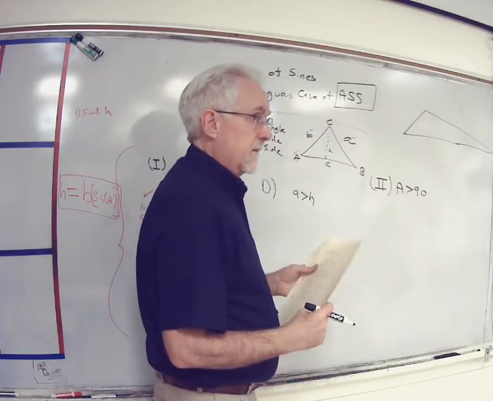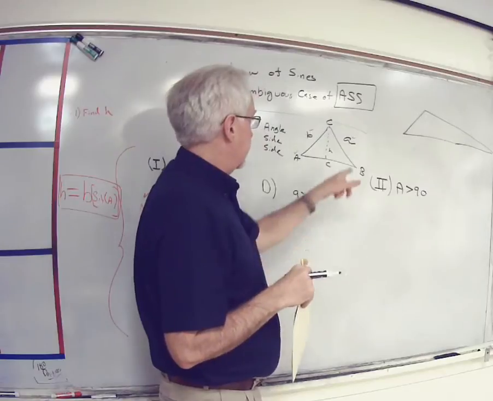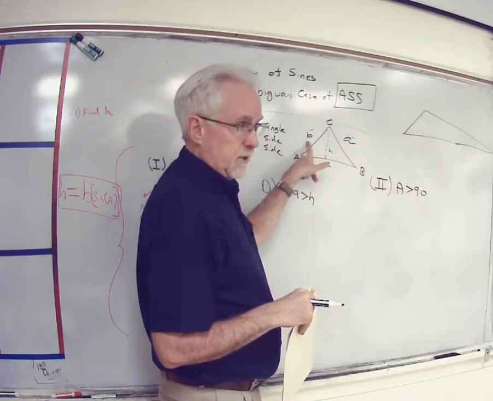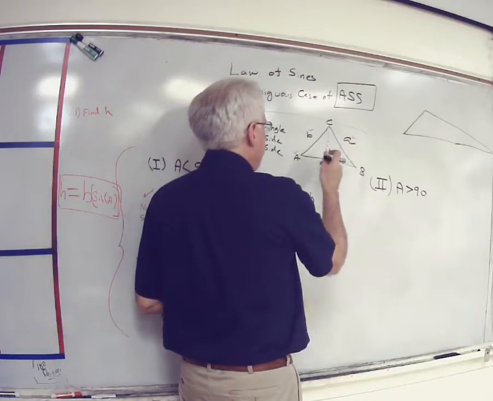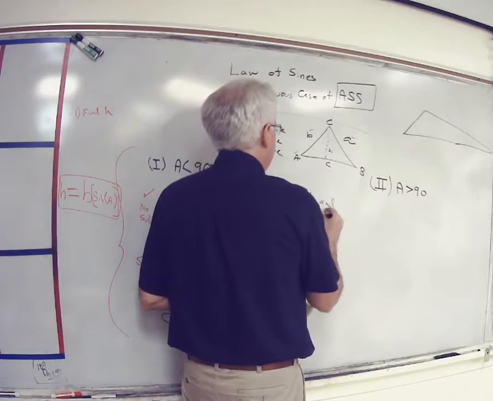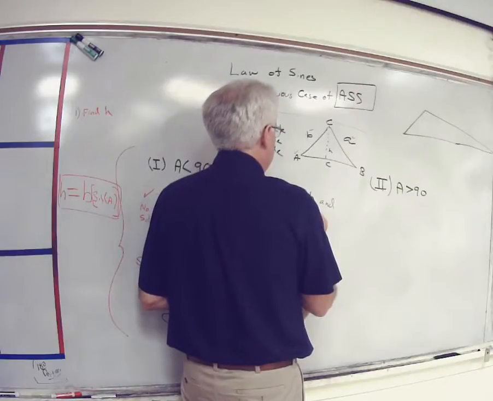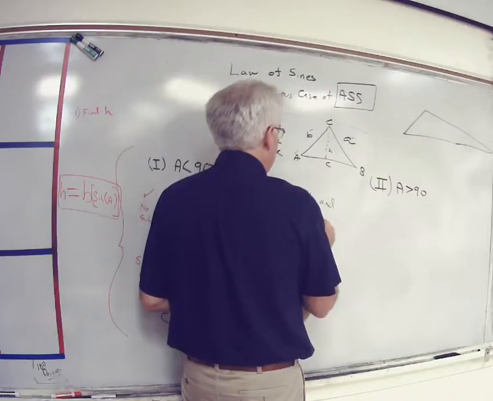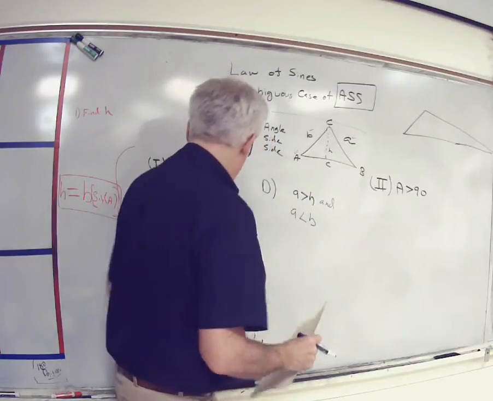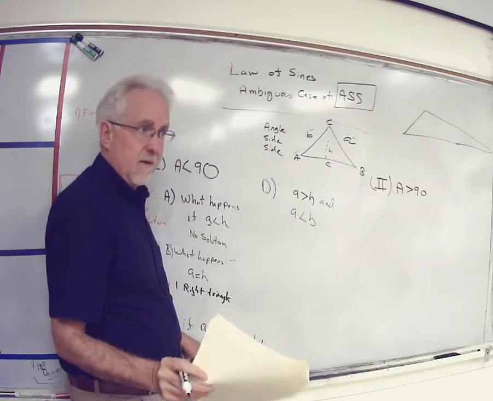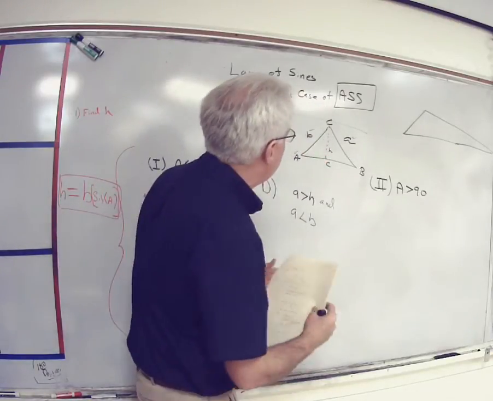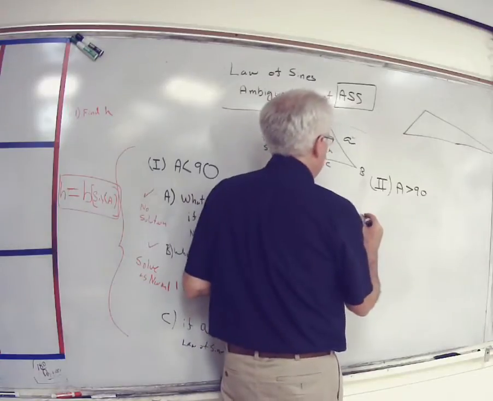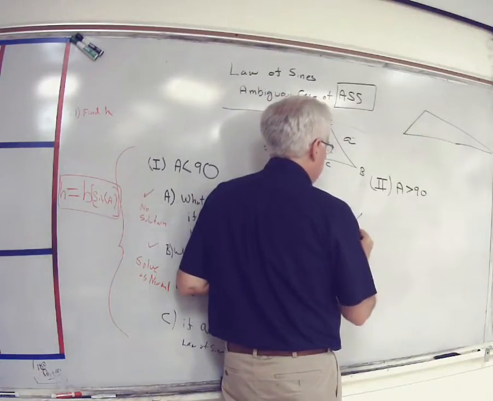So that means we have two. Well, it depends. If A is greater than B, I would just have one solution. But if A is greater than H and A is less than B, remember, if A is greater than B, I always have one solution. But if A is greater than H, it's longer than H but shorter than B, what does that mean? That means I have two solutions.